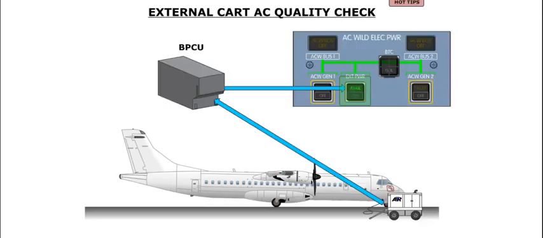If AC external power is plugged in, the bus power control unit will check the quality of the AC power supplied by the external cart. If the AC power is within limits, the available caption in the AC wall external power push button will illuminate. External power is then connected to the AC wall system by pressing the push button. Click on the external power push button to continue.